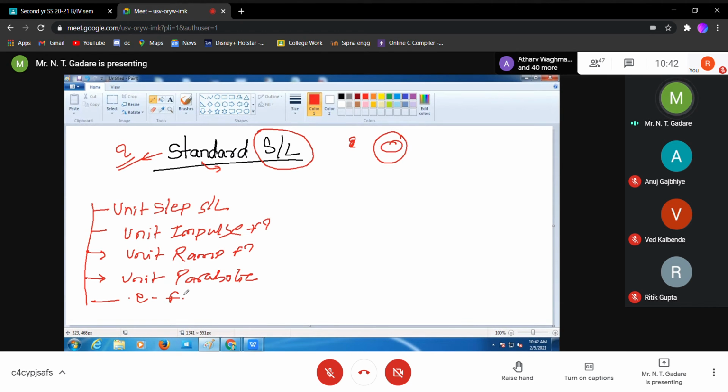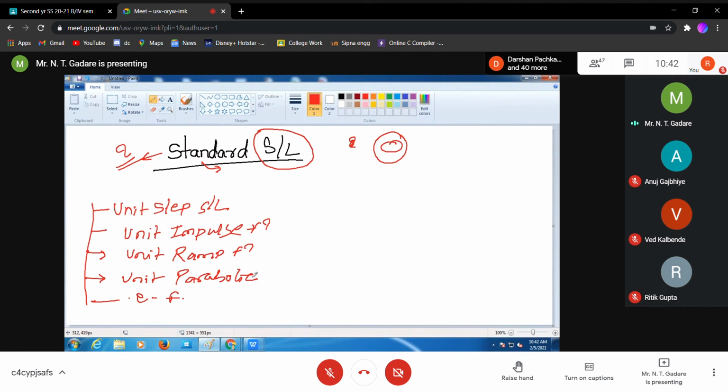So these are the standard signals. What does this mean? This is asked one by one in university exams for 7 to 8 marks: State and explain standard discrete time or standard analog functions and explain one of them. So we'll first define what is meant by a standard signal.